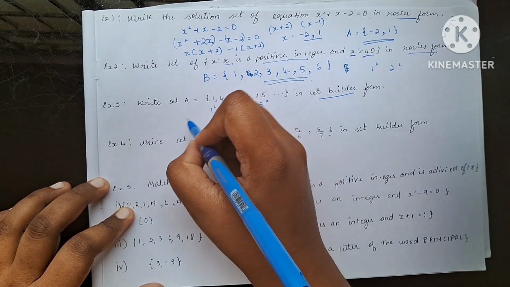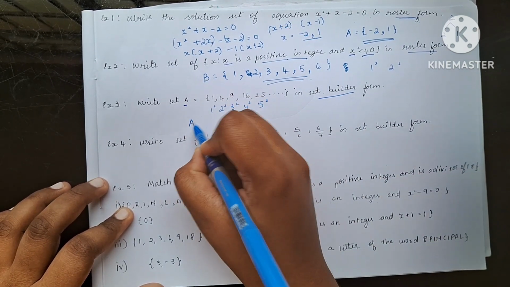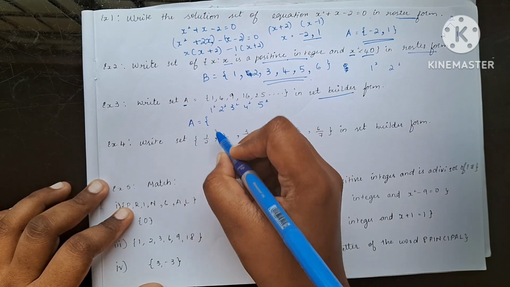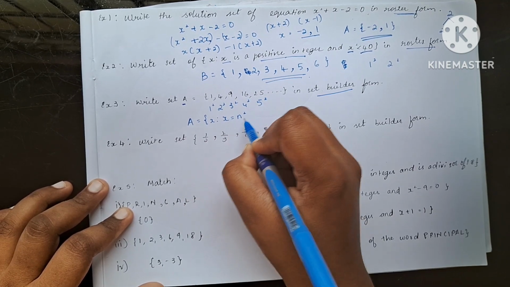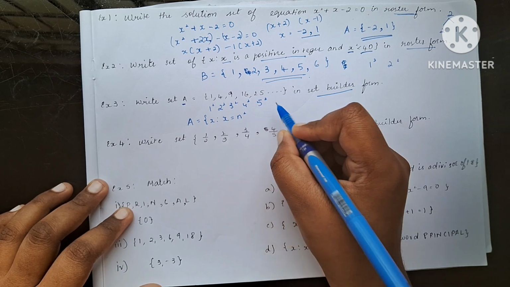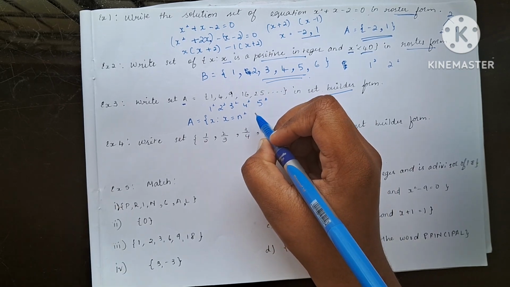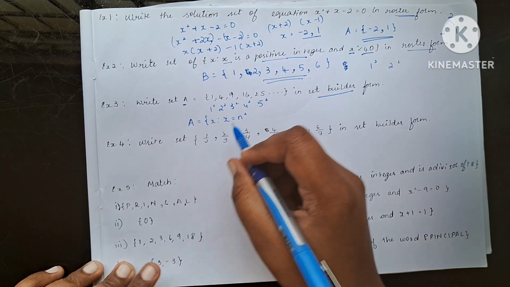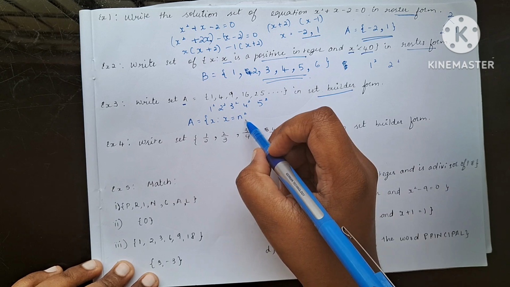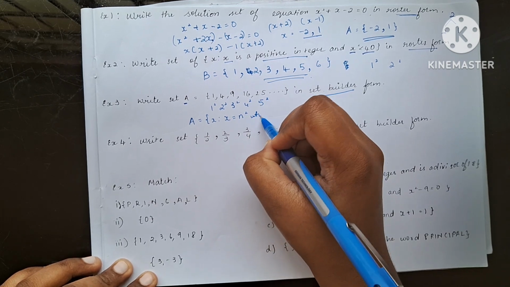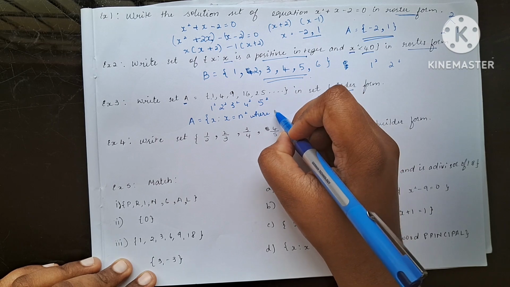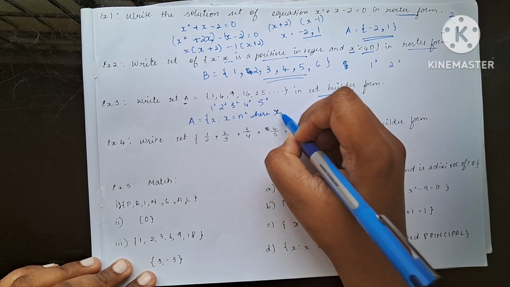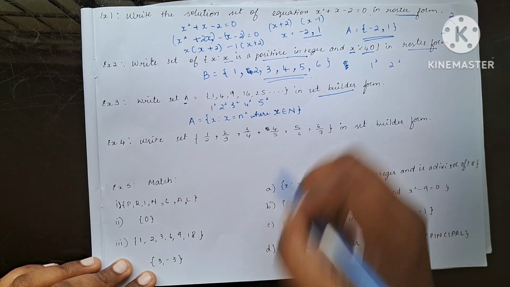I'll show you. Set A, they have given the set name also, so I'll just write it. Set A is the set of x such that x is equal to n square. n could be any number, right? x such that x is equal to n square, where n could be any natural number because it starts from 1, not from 0.